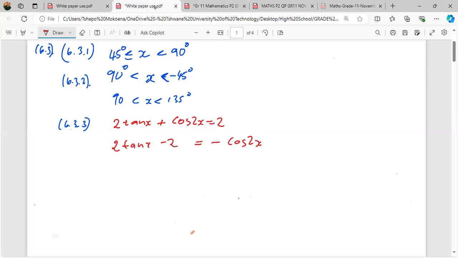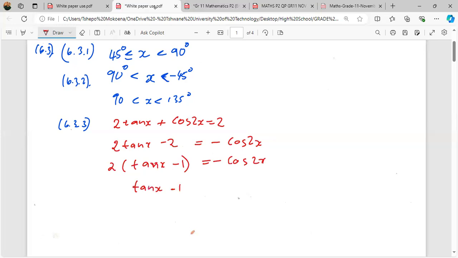I'm sure you are seeing a way. Therefore, here I'm going to factorize. I'm going to take 2 outside of the bracket. I'm going to have tan x minus 1. And then here I'm going to have negative cos 2x. And then I divide both sides by 2. You see now, do you see now?